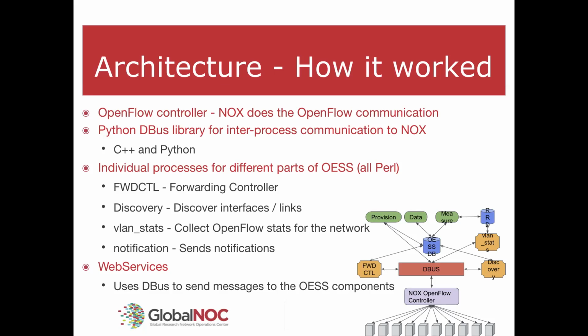VLAN stats was a process that we used to collect OpenFlow statistics and turn it into RRD files that we could then display in the web UI to give you live traffic stats on your individual circuits. And then the notification daemon, which just sent out emails when things changed on the network. And then obviously we had these web services that talked to the database and then used Dbus to send messages to the other OESS components.